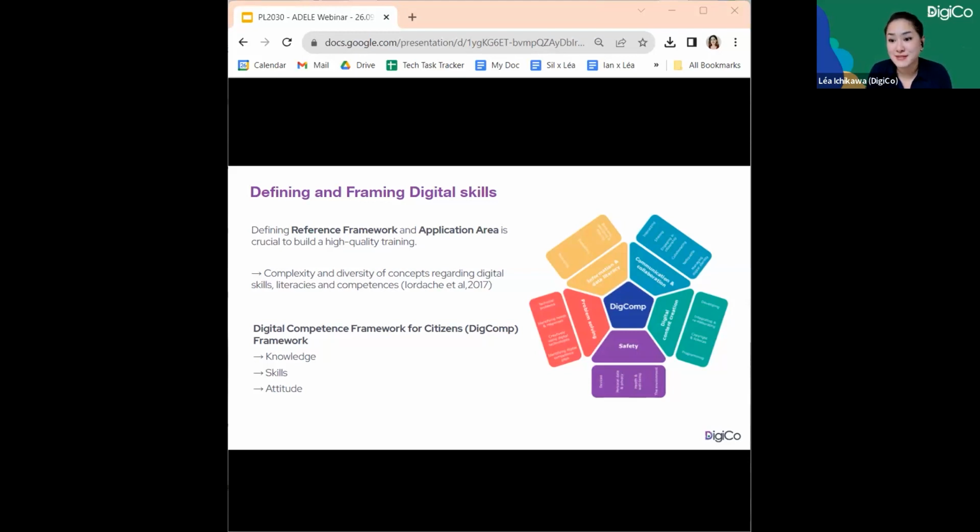So it's a very comprehensive framework, and the declination of this in an applicable way is what we have done at DigiCo with our self-assessment tool, in which we take all those amazing definitions of skills and put them into a questionnaire where people can test, okay, which level am I at for information and data literacy, for example.